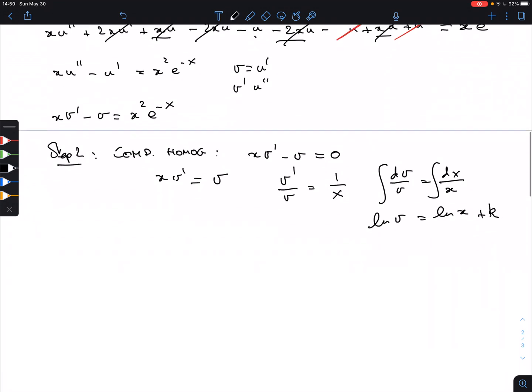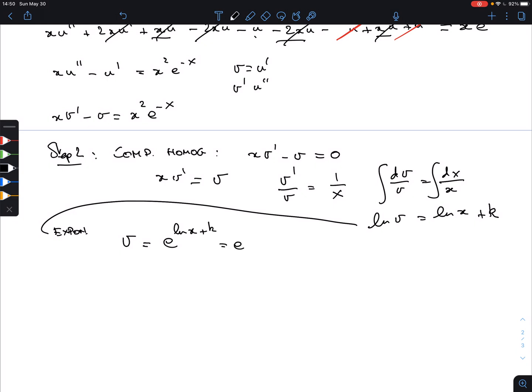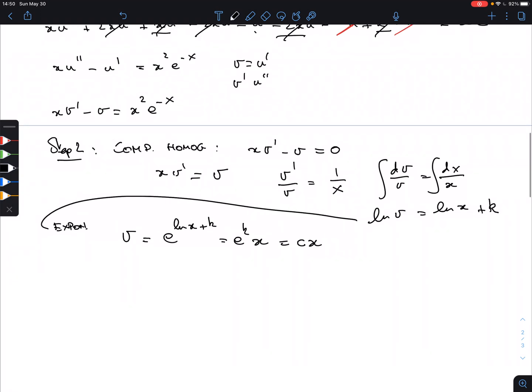I'm going to rename it slightly, because of course we know the next step we have to do is to take the exponentiate, right? So we get v equals e to the ln x plus k, and so therefore if we split this, it's e to the k times e to the ln x, which is just x. So we could write this as c times x, and c is our constant here. Okay, that's the homogeneous solution. What do we do then?